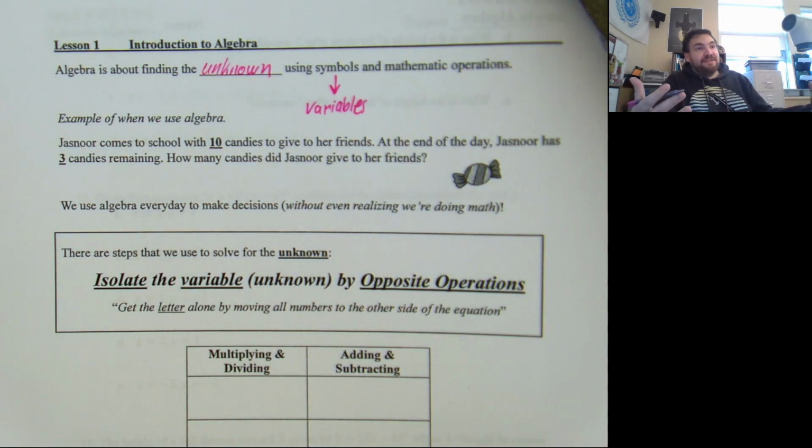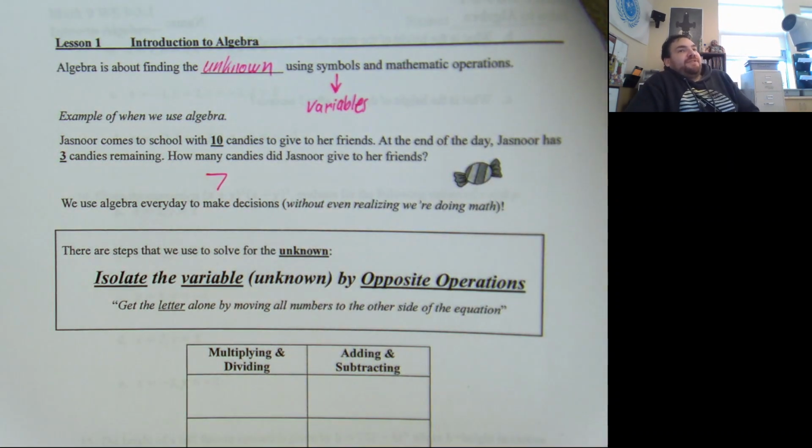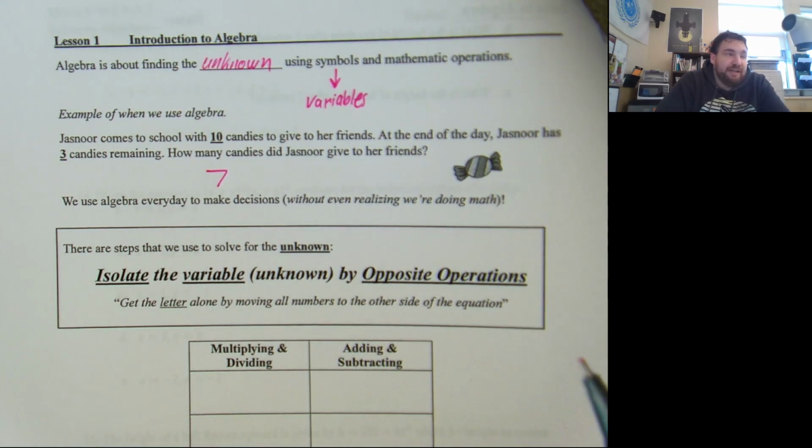Obviously, the answer is 7, someone just said. Who said 7, and how did you do it? Scarlett, was that you? Scarlett, how did you get 7? You just said 10 minus 3. You took the number she had, you took away the numbers she had left, and you were left with how many she had to have given away. Absolutely. What you don't necessarily realize is, without formalizing it, these are the techniques for algebra.